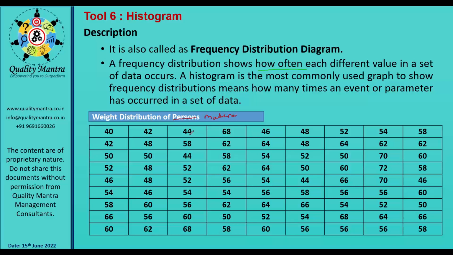Can you tell me which weight has appeared the largest number of times? Which weight has appeared for the largest time? Can you tell just by looking at the data? And the data is very little, it is hardly 81 data, I think. So can you tell me which number has appeared how many times?